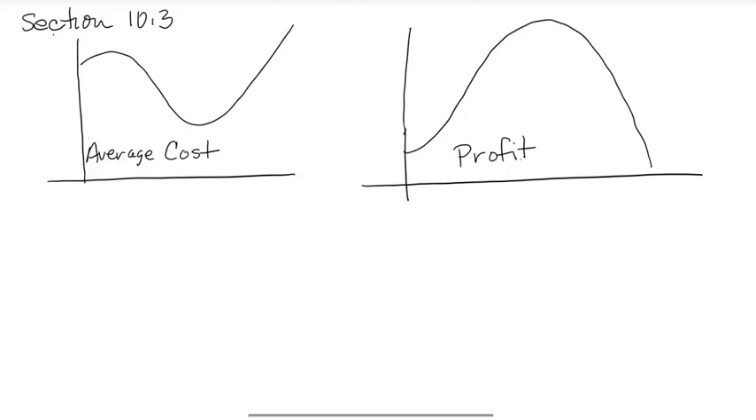Sections 10.3 and 10.4 are the heart of why you study calculus because of its optimization capability. So let's take a look at this first graph. If this were the graph of average cost and you wanted to minimize the average cost, that would happen right here. Note that the slope is 0. And then if you have a profit function, you want to maximize profit, you would want to be right there. Note that the slope is also 0.